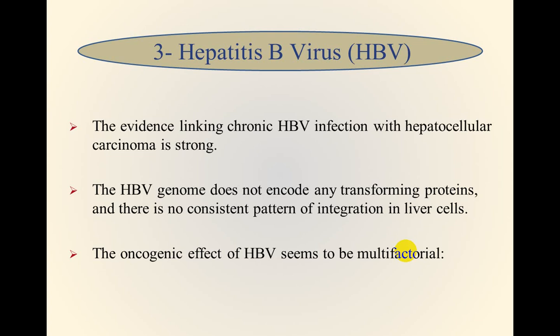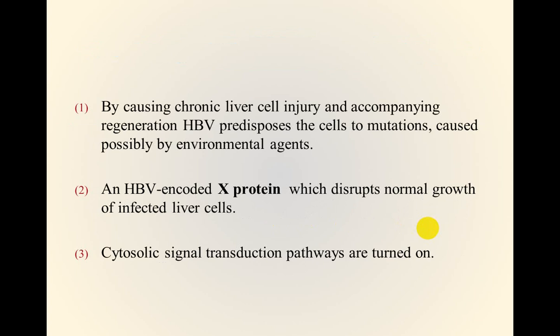The third type is the hepatitis B virus. Of course, the evidence linking chronic HBV infection with hepatocellular carcinoma is strong. The HBV genome does not encode any transforming proteins, and there is no consistent pattern of integration in the liver cells. So how can this virus induce proliferation of the cell or induce a cancer in the hepatocytes? This is multifactorial. The main effect of B and C viruses is the induction of cellular proliferation by death of cells.